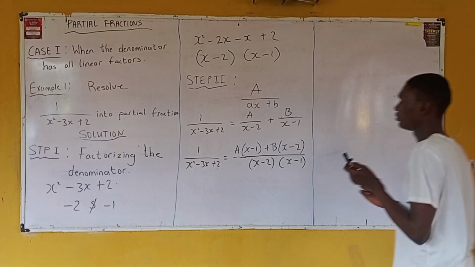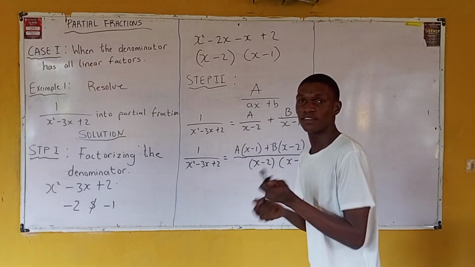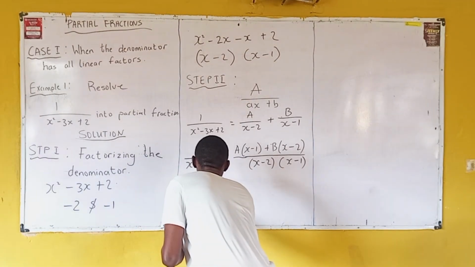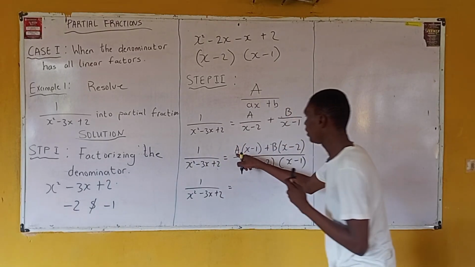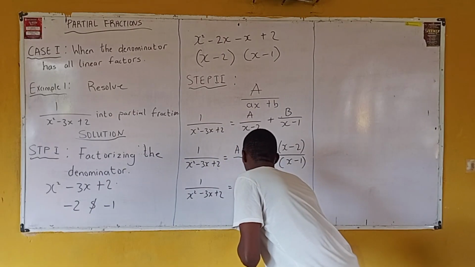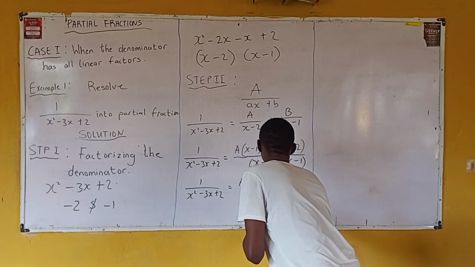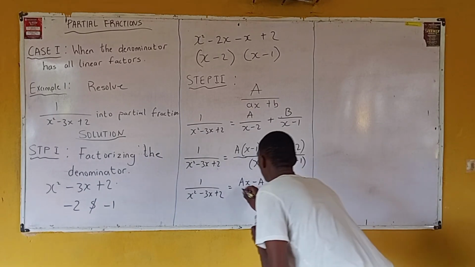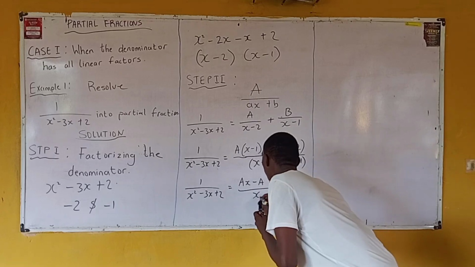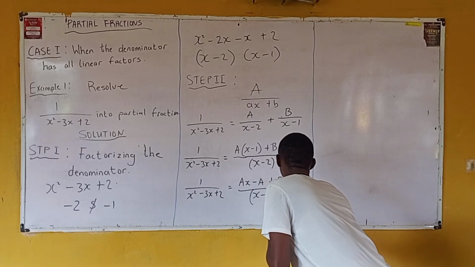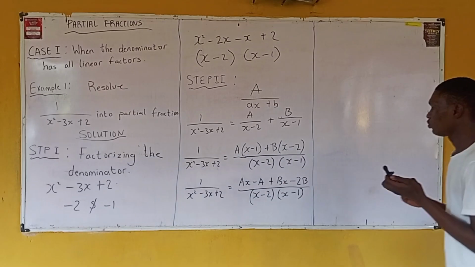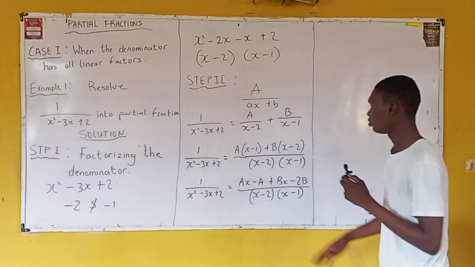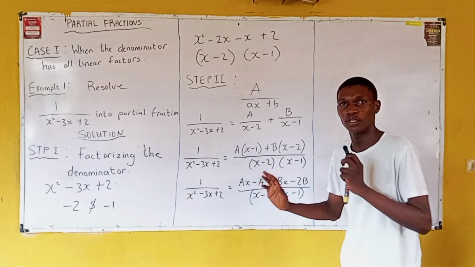Alright, so step 3. Okay, before that, we can simply expand this. 1 over x squared minus 3x plus 2 will be equal to a multiplied by x gives ax minus a plus bx minus 2b over x minus 2, x minus 1. So we've expanded the numerator and we leave the denominator.